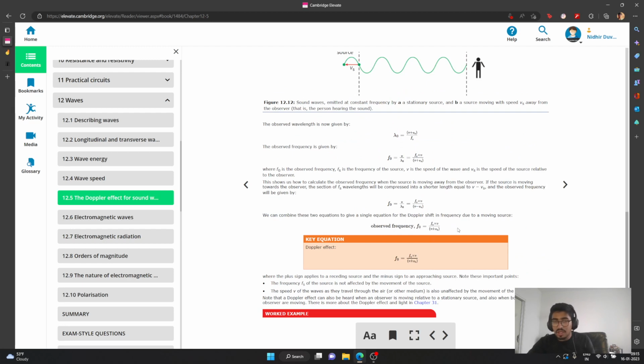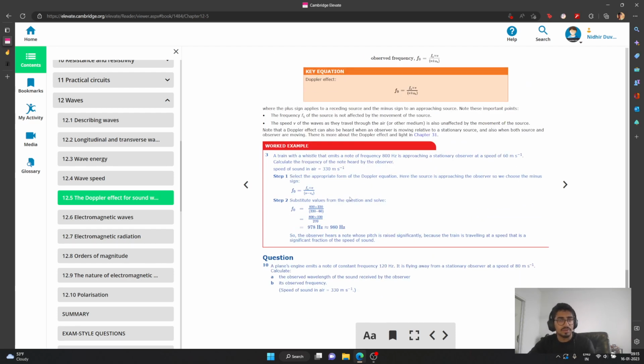So the observed frequency is this guy. You always need to remember how this is the key equation. What is the new frequency observed? You might be asked to find the change in frequency. I would recommend that you try both 3 and 10 here. Okay. And after this, the chapter is relatively simpler.